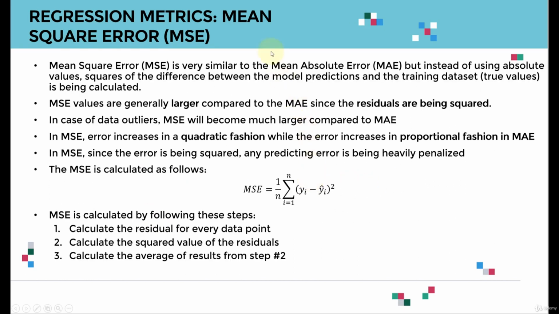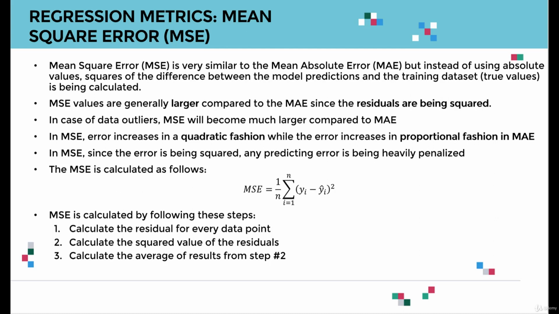The second metric is mean square error, or MSE. Mean square error is very similar to the mean absolute error, but instead of using absolute values, we simply square the difference between the model predictions and the training data, which is my true values.